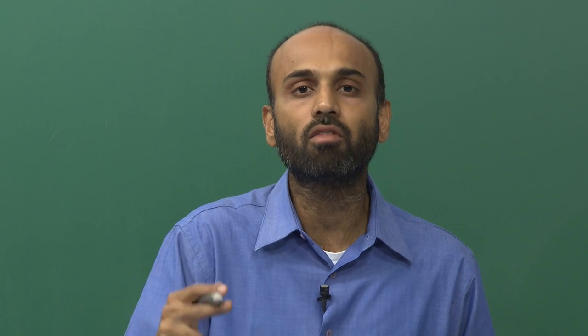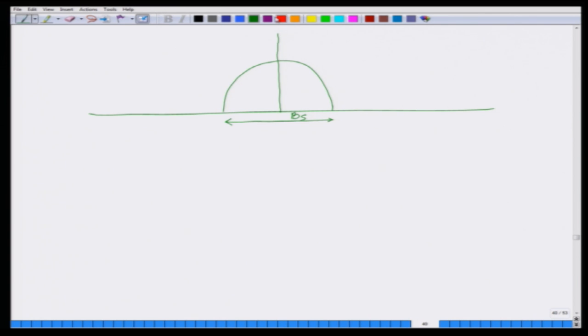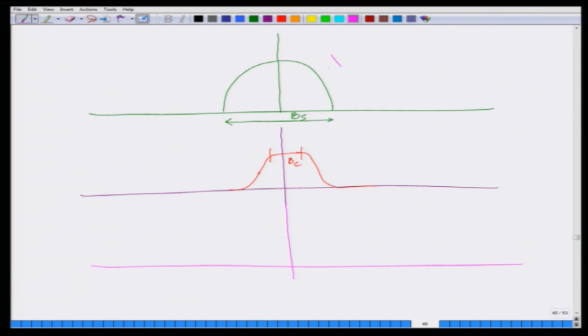Now let us look at the other scenario, when BS is greater than BC. Let us say this is my signal with bandwidth BS, and this is greater than my channel bandwidth. Let us say the channel has a smaller bandwidth, this is my BC. Clearly, the bandwidth of the signal is larger than the bandwidth of the channel. So this is my signal X(f), and this is my channel H(f).